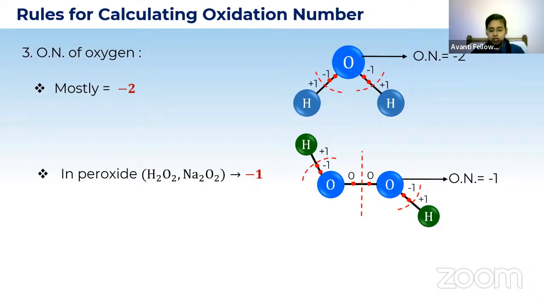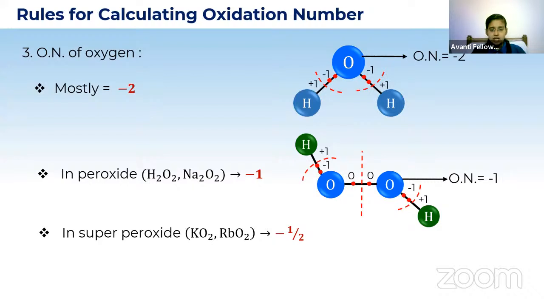Now we will go for the second exceptional case. Second is superperoxide, or we can also call this superoxide. KO2 and RbO2 are given as examples, and for these compounds, superoxides or superperoxides, oxygen takes minus 1 by 2. How does it take minus 1 by 2?